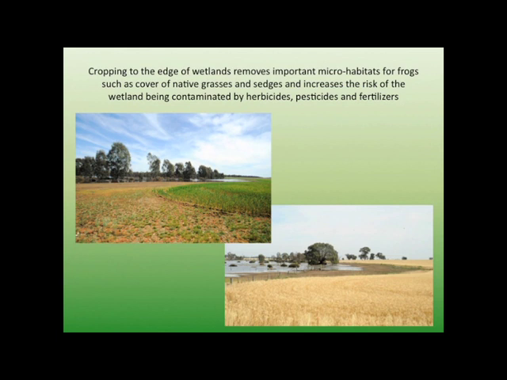And also, sorry, can you just go back up? There's no buffer of vegetation there, so any chemicals that are applied to the crop, any herbicides or pesticides, are just going to wash straight into the wetland there. So again, that's not so good for managing the frog population.